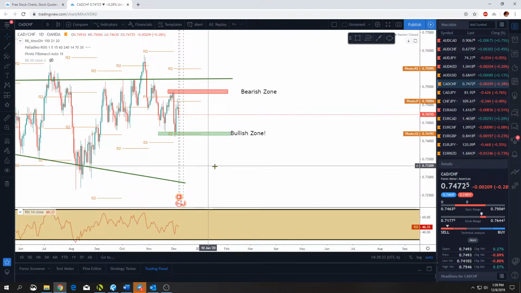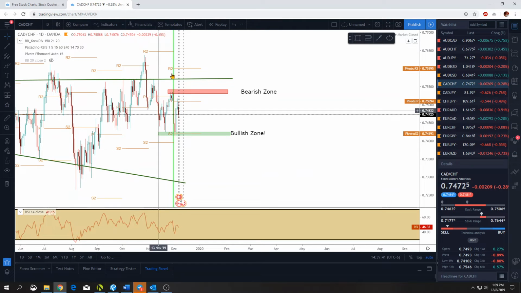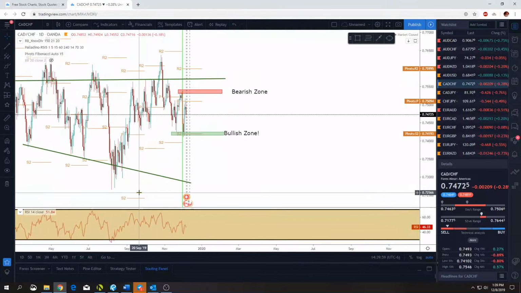Canadian dollar, Swiss franc. Last week, a perfect play off of this S2. Price touched it and shot back up. You can see we're basically oversold on 5 time frames here, and bam, we had the push up to the pivot. Now price is making its way back down. We might actually see a break, a continuation of this downward trend.